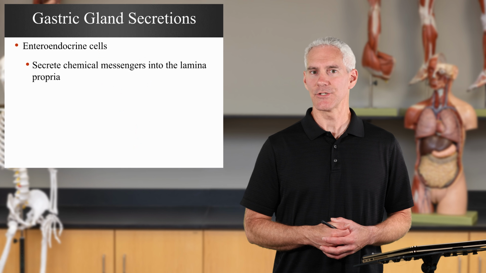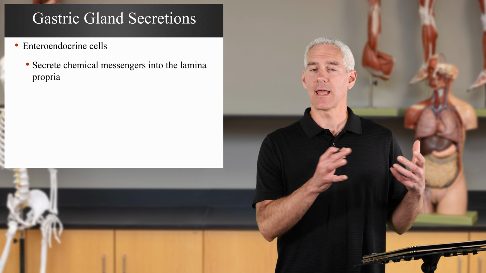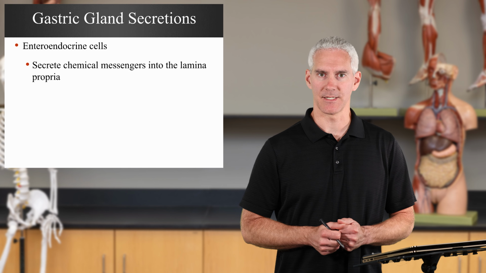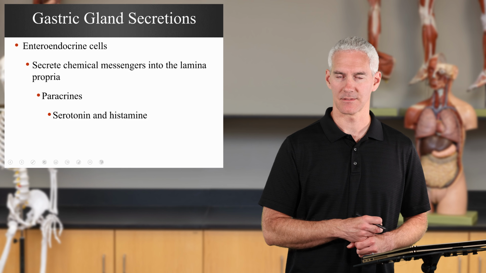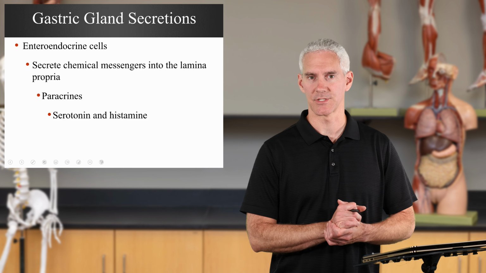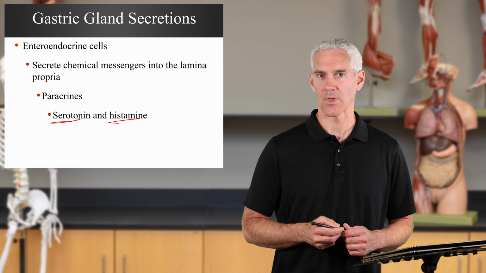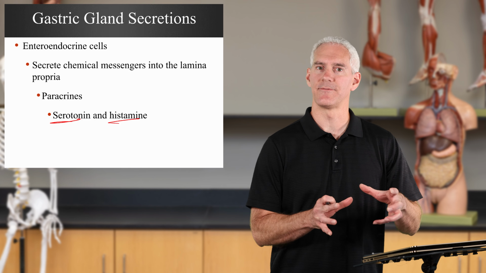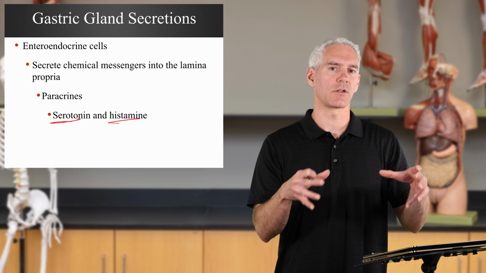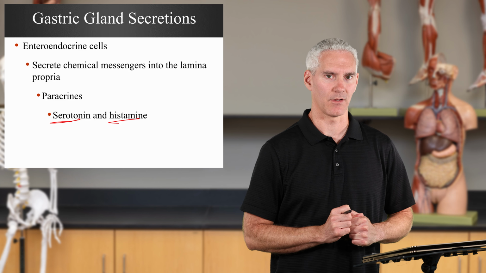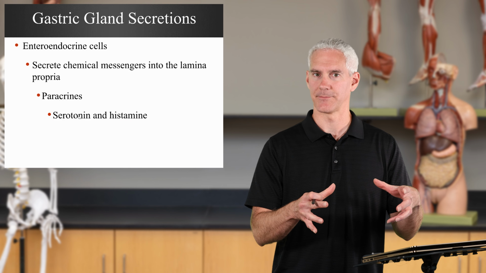Now these enteroendocrine cells are going to be secreting chemical messengers. The chemical messengers come in two different varieties here. First off, we're going to have these paracrine messengers, I should say. The paracrine messengers, serotonin and histamine, are going to act in a localized environment. That means they're not going into the blood necessarily. They're simply acting on cells close to the actual enteroendocrine cell that produced them. So the paracrine aspect is close by.